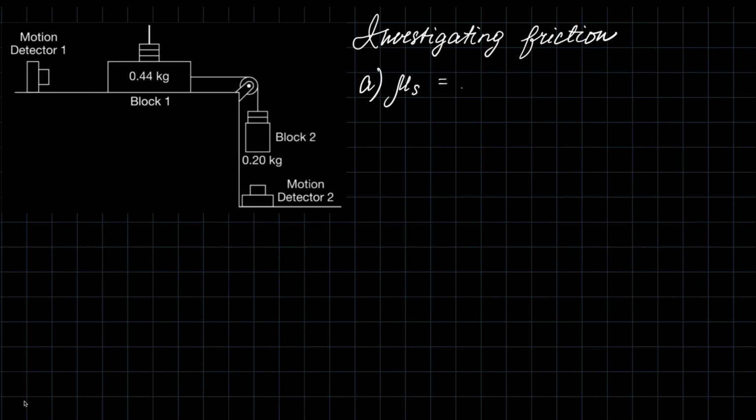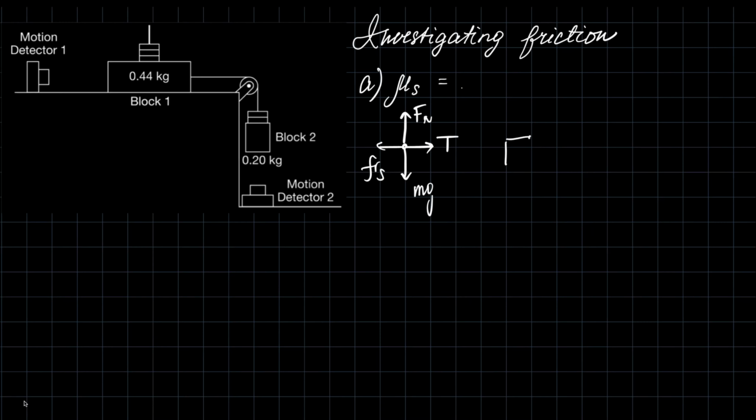In the contraption you also see motion detectors, so if this contraption moves, then we can analyze speed and whatnot. But the first part of this question, A, asks us to find the minimum coefficient of static friction that would allow for this contraption to stay at rest if we release block 2. So if I were to check, we would have mg, normal force, force of tension, and force of friction static. That would be the free body diagram for block 1.